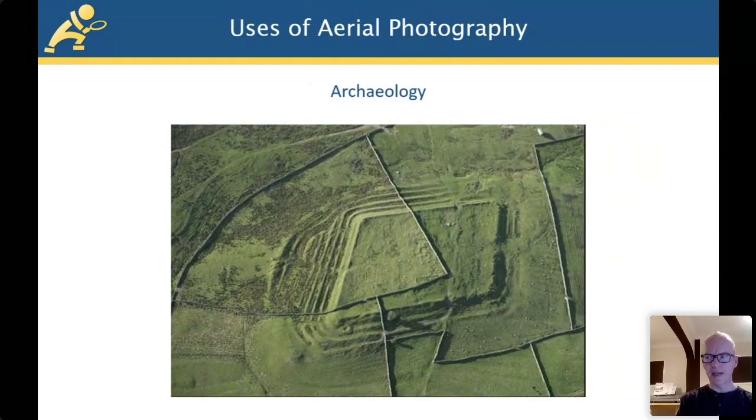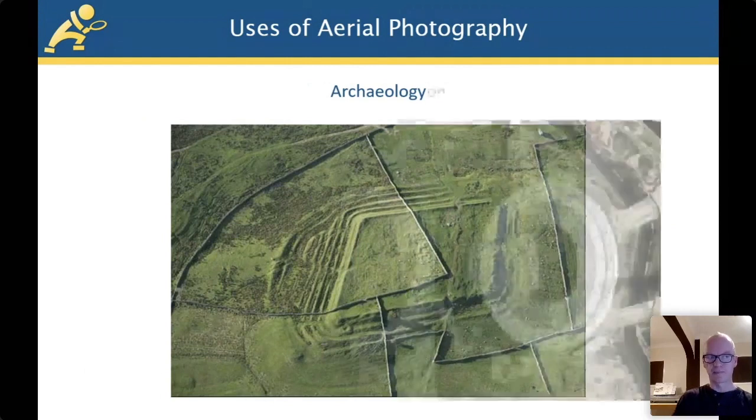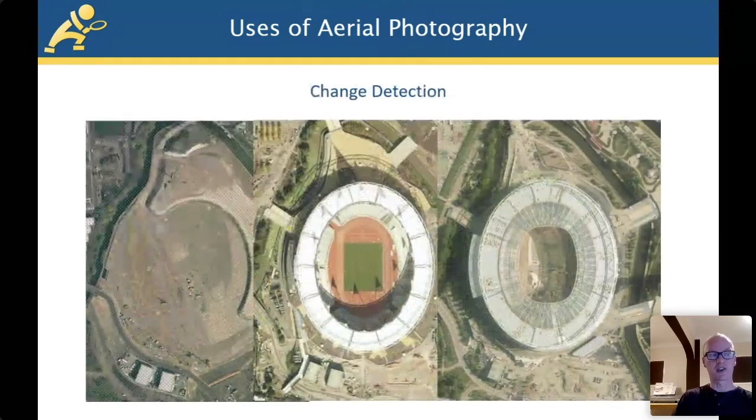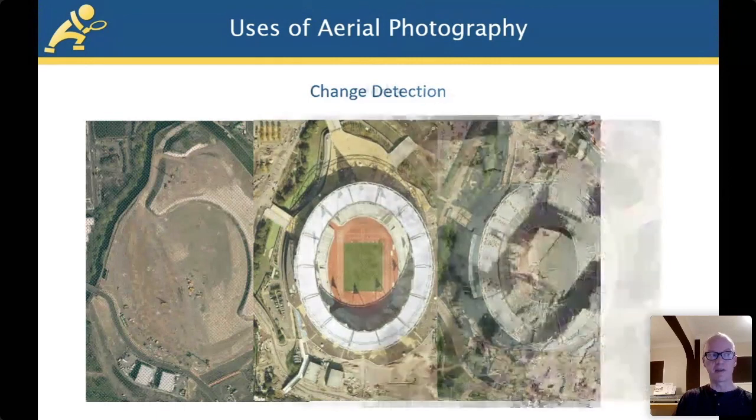And again, things that you might not see in the ground can be revealed from the air. I think in 2018, there were a lot of news articles about aerial photography revealing the traces of old settlements and field patterns when it was an exceptionally dry summer and all the fields had dried out, and you could see these features from the air where you hadn't previously been able to see them in fields. And again, change detection. There's a nice image of the change of the London Olympic Stadium.